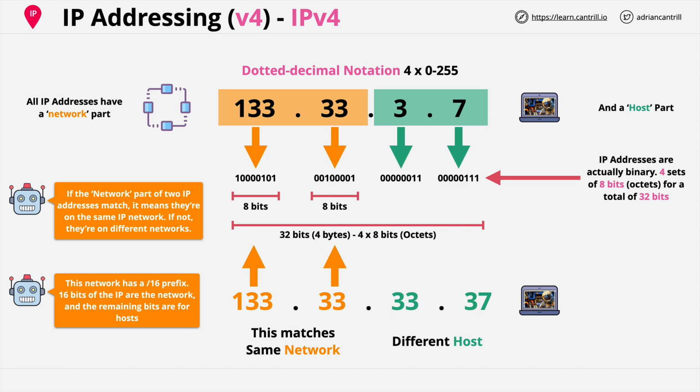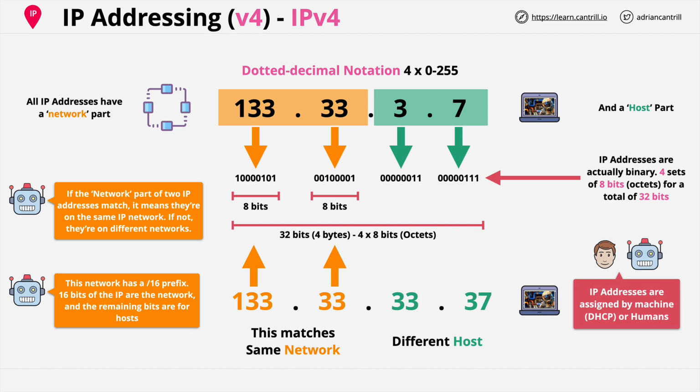Now, IP addresses on networks are either statically assigned by humans, and this is known as a static IP, or they're assigned automatically by machines, so servers on your network running DHCP server software. DHCP stands for Dynamic Host Configuration Protocol, and this is something I'll be covering in detail in a separate video. On a network, IP addresses need to be unique or bad things happen.